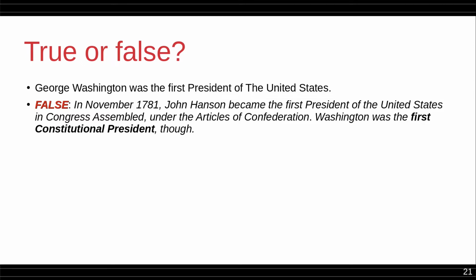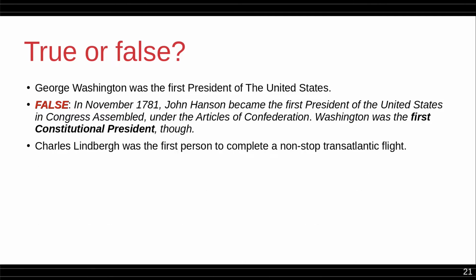However, those were presidents under the Articles of Confederation, which means it was a very different kind of office, with a very different set of rights and obligations. If you take all that into consideration and not just the title itself, then yes, George Washington was the first president of the United States. If not, he was not. So let's get to the next one.